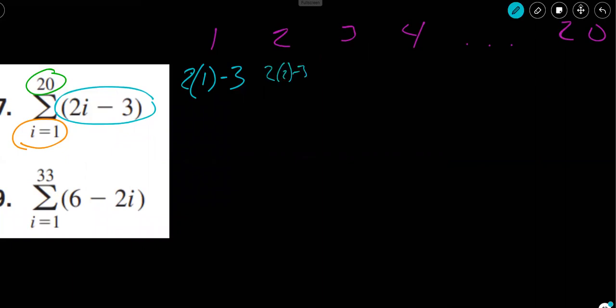2 times 2 minus 3, 2 times 3 minus 3, and then 2 times 4 minus 3, all the way up to 2 times 20 minus 3. And then I'd have to add all these values together to find the sum. I could do that manually, but that would be 20 little equations that I have to plug in a value for, where I'm multiplying by 2 and subtracting 3 on each one. And then once I find those 20 values, I'd have to add them all up, which results in a lot of possibilities to make an error.